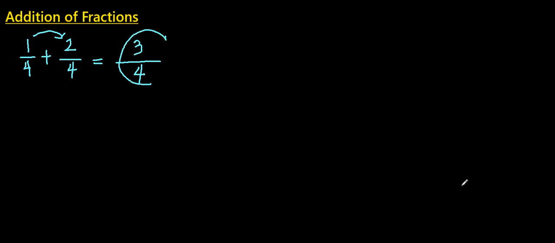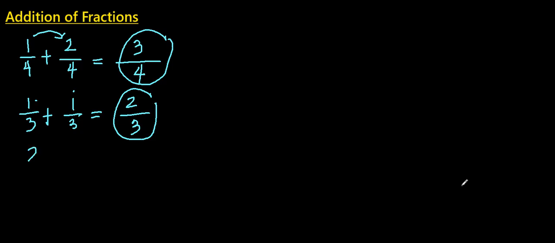For example, we have 1/4 plus 2/4. To add similar fractions, you just have to copy the denominator, which is 4, then add numerator to numerator. So 1 plus 2 is 3. So the final answer is 3/4. Another example, we have 1/3 plus 1/3. So copy the denominator, which is 3. 1 plus 1 is 2.